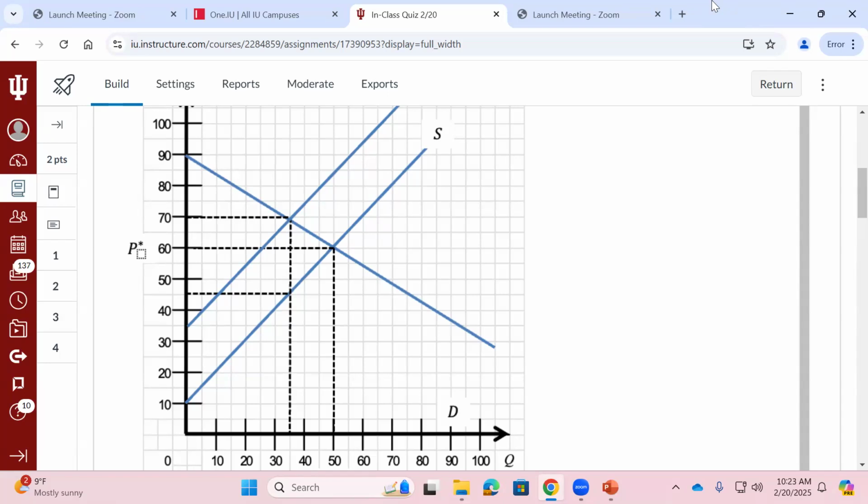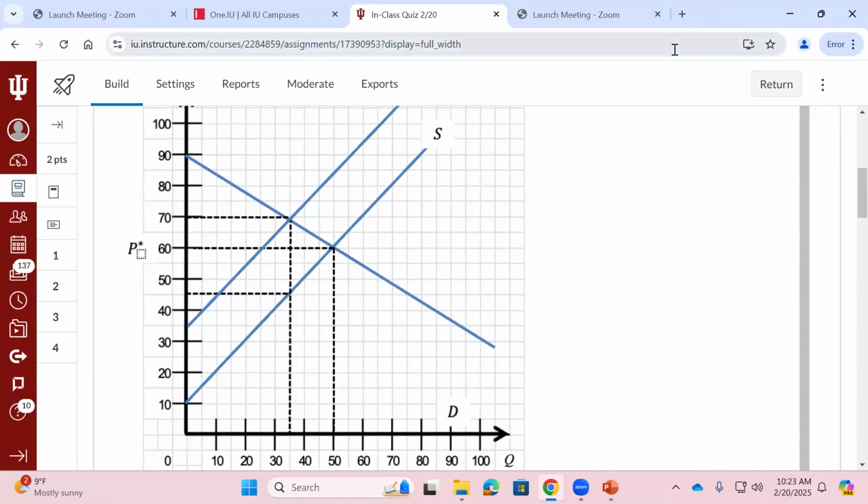Now, I would also say another easy way to do this. Look over here at the intercept. The intercept goes from 10 to 35. What's the value of the tax? 25, the difference between those two. So even if I didn't tell you the value of the tax, you can identify it from this visual.